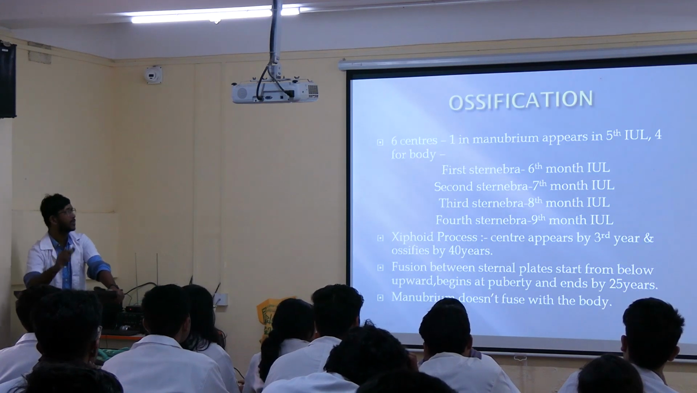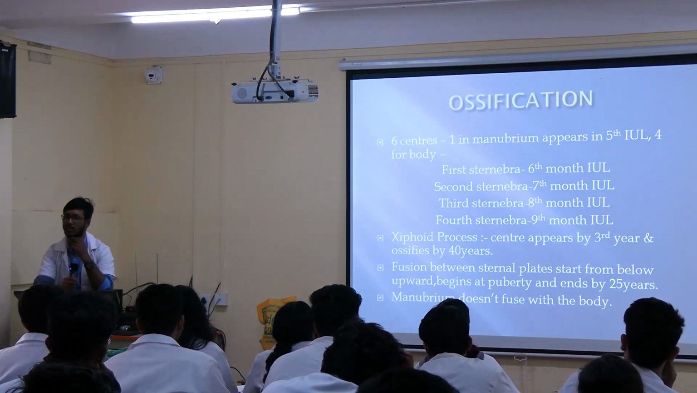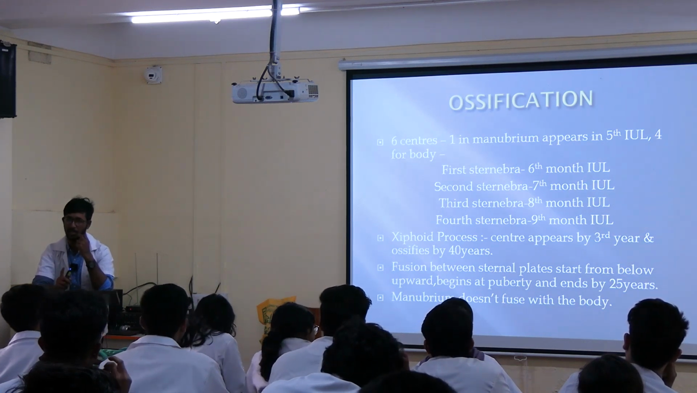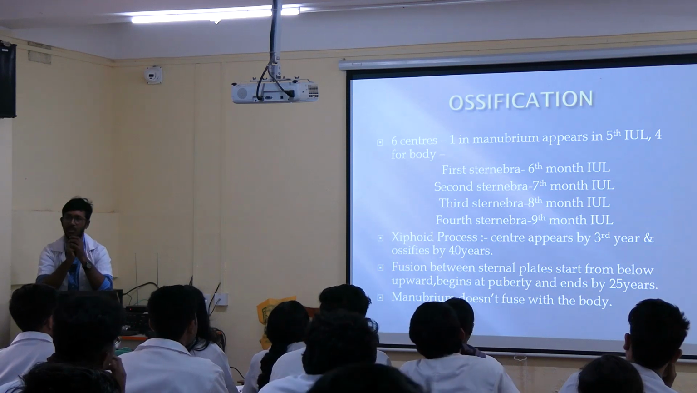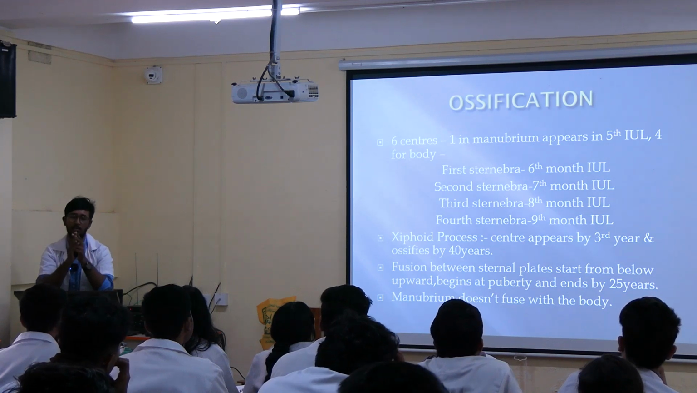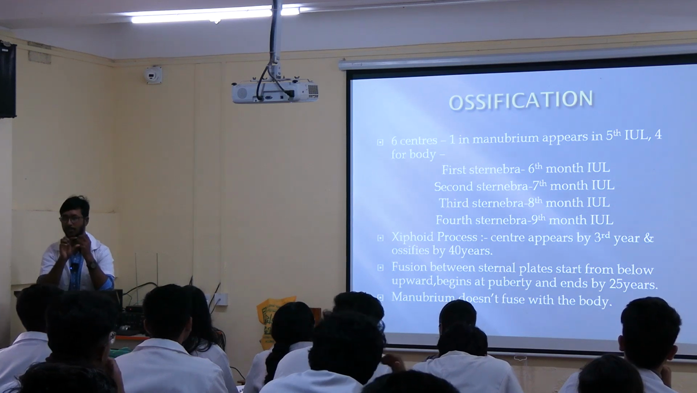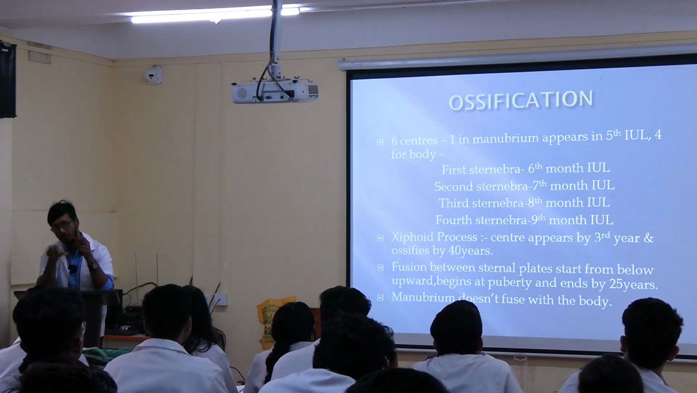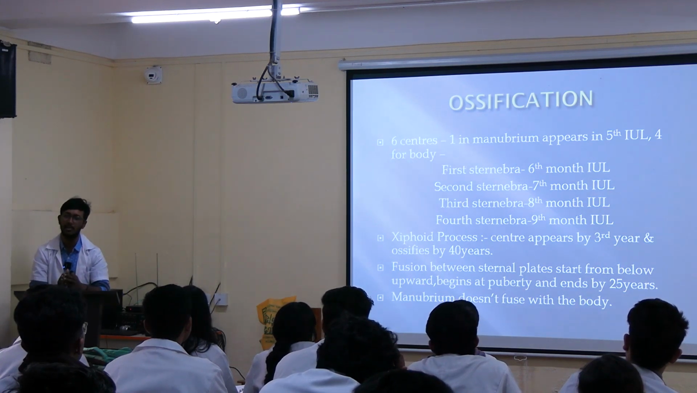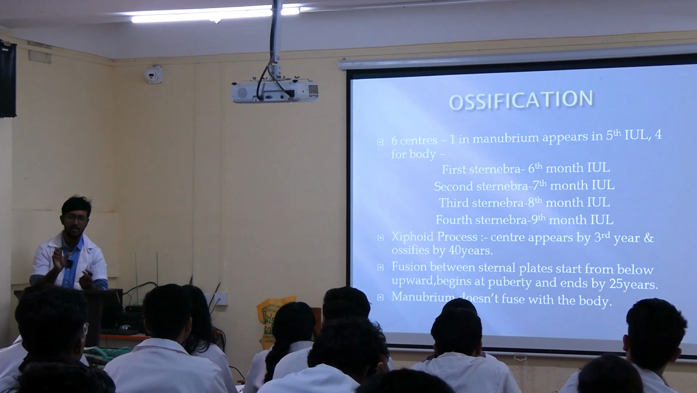Now regarding ossification, there are in total 6 ossification centers. Sometimes more ossification centers are also present. There is one ossification center in the manubrium sterni, which appears in the 5th month of intrauterine life. The body of the sternum is basically comprised of 4 bones: first sternebra, second sternebra, third sternebra, fourth sternebra. These 4 bones fuse together to form the body of the sternum, and this is completed by puberty. So there is one ossification center in the first sternebra.